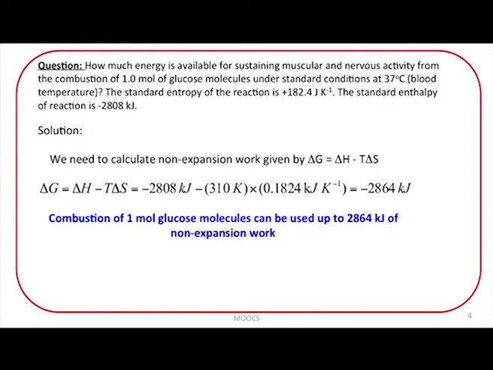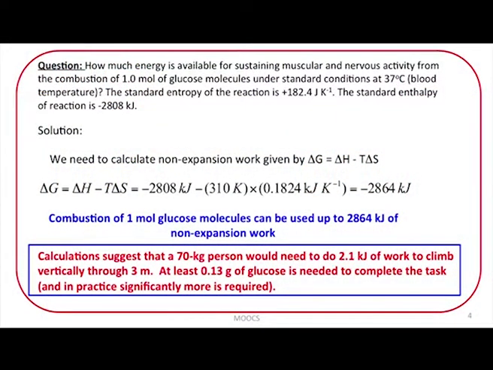So, this is how you calculate the maximum non-pressure-volume work. So, that means now if you write down a chemical reaction corresponding to combustion of 1 mole of glucose molecules and then do these calculations, it turns out that the combustion of 1 mole glucose molecules can be used up to 2864 kilojoules of non-expansion work. This is the amount of work that can be obtained just by the combustion of 1 mole of glucose molecules. Let us now take a look at the next comment. Suppose a 70 kilogram person needs to climb up vertically through 3 meters, just vertically.